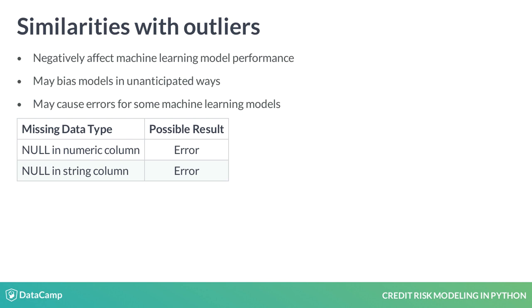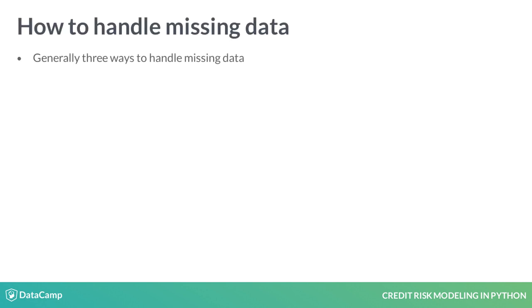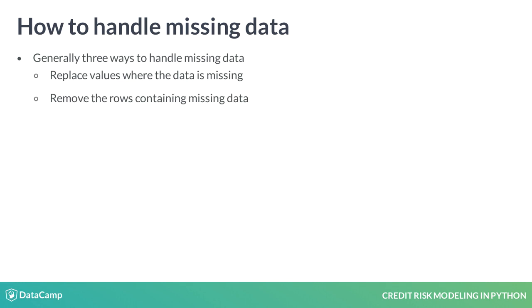If there are null values in numeric or string columns, the model will throw an error. So, how do we handle missing data? Most often, it is handled in one of three ways. Sometimes, we need to replace missing values. This could be replacing a null with the average value of that column. Other times, we remove the row with missing data altogether. For example, if there are nulls in loan amount, we should drop those rows entirely. We sometimes keep missing values as well. This, however, is not the case with most loan data.